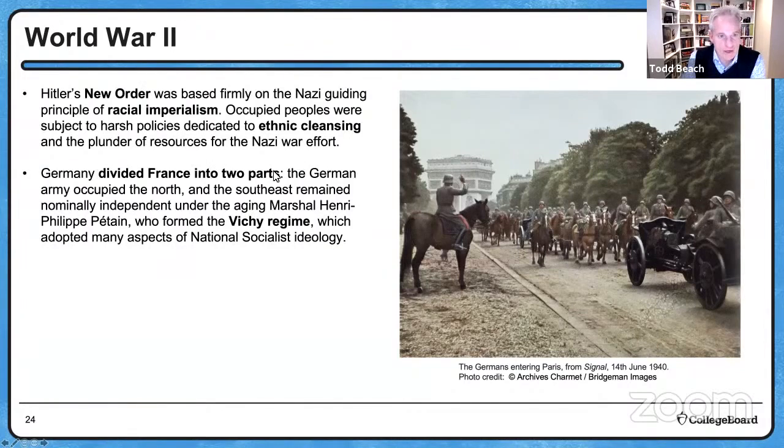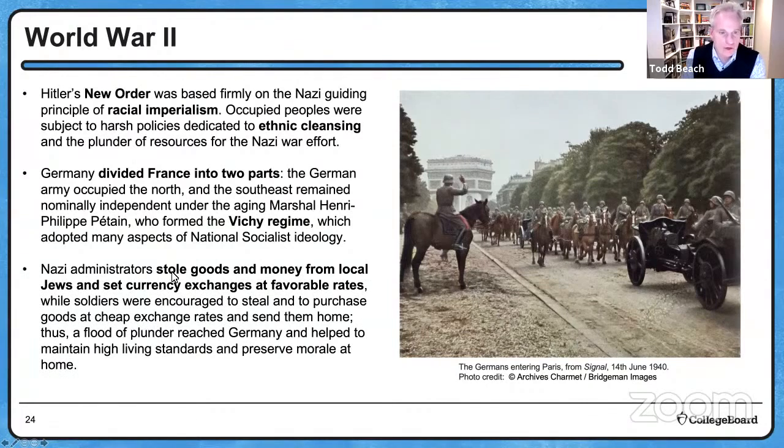Germany then is going to divide France into 2 parts. The Germans occupied the north. The southeast remained nominally independent under the aging Marshal Pétain, who formed the Vichy regime, the French Vichy regime, which adopted many of the aspects of Nazis' National Socialist ideology.